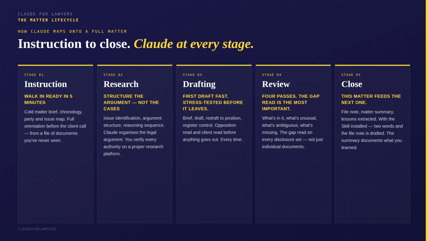Stage 3 is drafting. First draft fast, then redraft to position, then register control, then stress test before it leaves your desk. We covered the drafting workflow in depth in the Drafting with Claude episode. I'll link that in the description. At the workflow level, the key habit is to run the stress test on every substantive draft. Read it as opposing counsel. Read it as the judge. Read it as the client. Those 3 reads take 5 minutes and catch more than a second manual review.